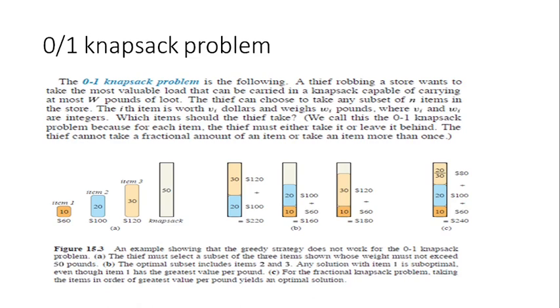A thief is trying to rob a store and wants to take the most valuable load that he can carry in a knapsack capable of carrying at most W pounds. So a knapsack is a kind of bag. The total capacity of the bag is W pounds or W kg. That is the most he can carry in the bag.